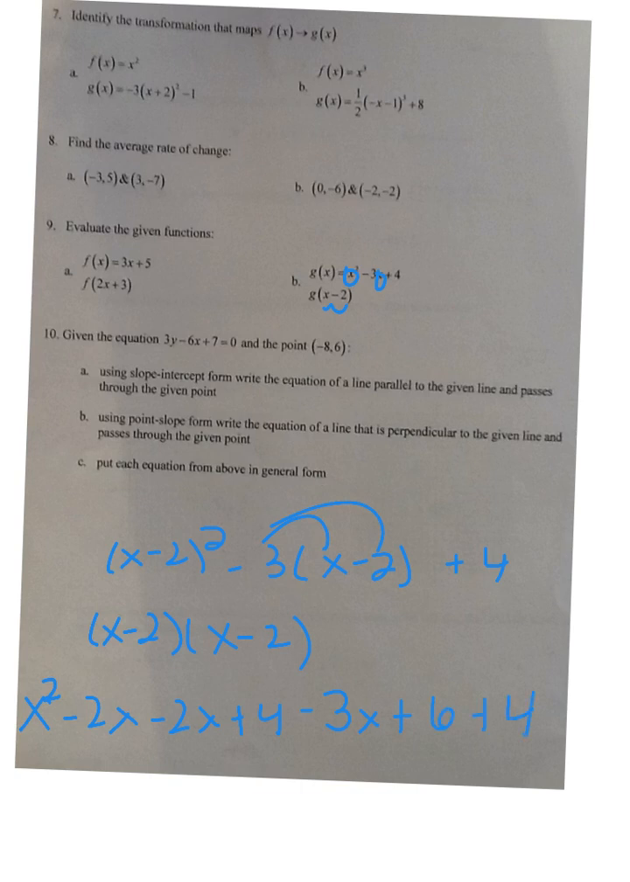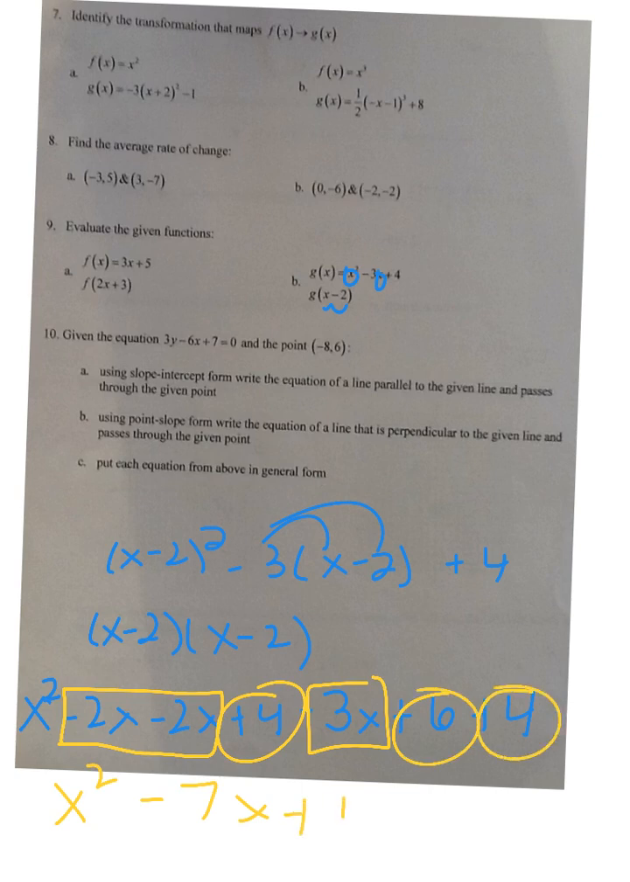Combine all the like terms, so I have x squared. This is negative 4x, and negative 3x is negative 7x. 4 and 6 is 10, plus 4 is 14.